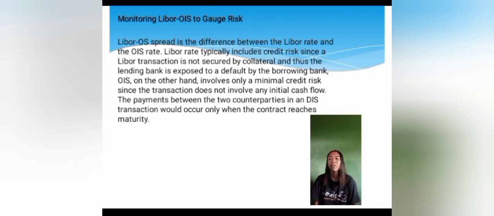The LIBOR-OIS spread is the difference between the LIBOR rate and the OIS rate. The LIBOR rate typically includes credit risk since a LIBOR transaction is not secured by collateral and thus the lending bank is exposed to a default by the borrowing banks. OIS, on the other hand, involves only minimal credit risk since the transaction does not involve any initial cash flow. The payments between the two counterparties in an OIS transaction would occur only when the contract reaches maturity.